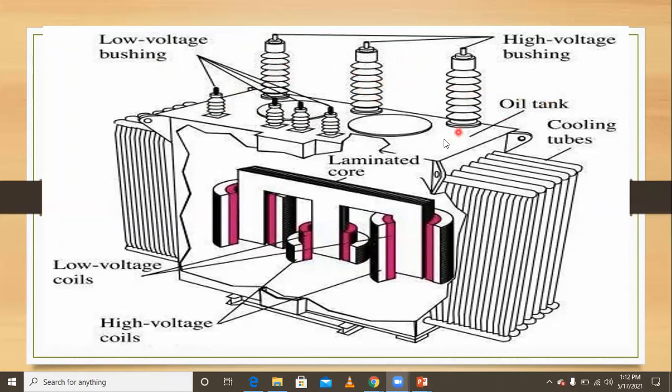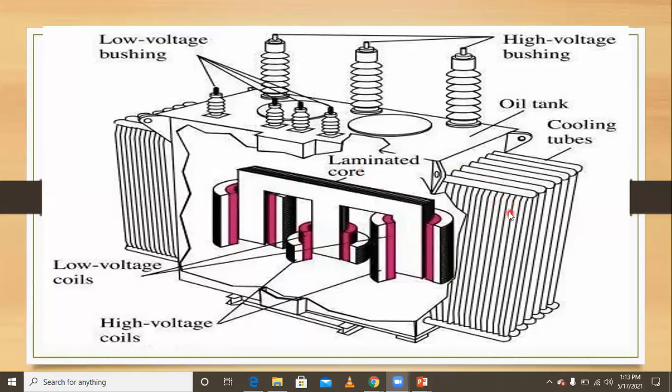Okay, this is called the oil tank of the transformer, and this is called the laminated core. This is called the tank. In this tank, this is called transformer oil. Here, this transformer oil, and this is called cooling tubes.